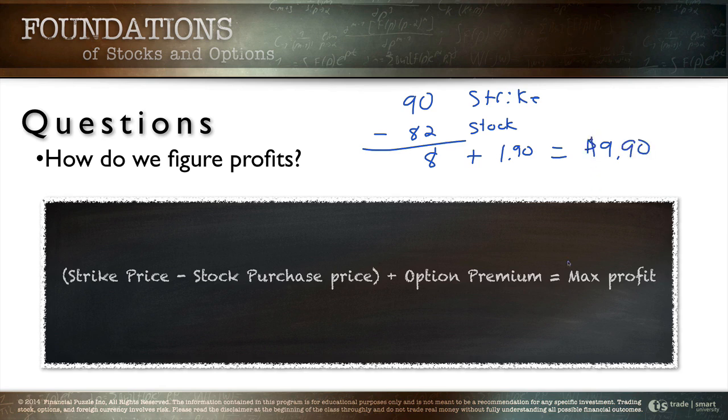Does that make sense? That formula works every way you twist it. Strike price minus stock purchase price, that's your profit on the stock deal, plus your option premium, that equals your maximum profit.